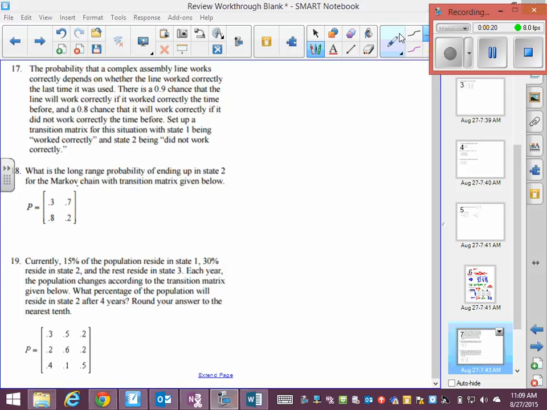Set up a transition matrix for this situation with state 1 being worked correctly and state 2 being did not work correctly. So they're kind of giving it away and telling you that there are two states. Sometimes they won't give it away so easily, but basically we have to come up with a transition matrix, and I'm going to say it either worked correctly or did not work. So worked correctly, did not work. I think it helps to set it up, since it's two states, as a 2x2 matrix.